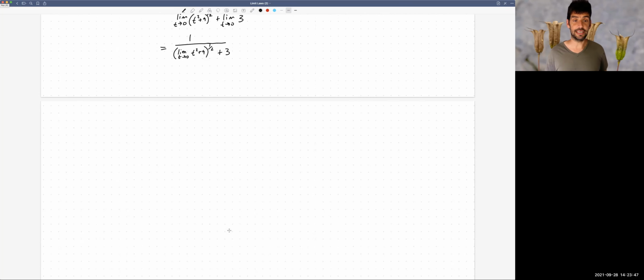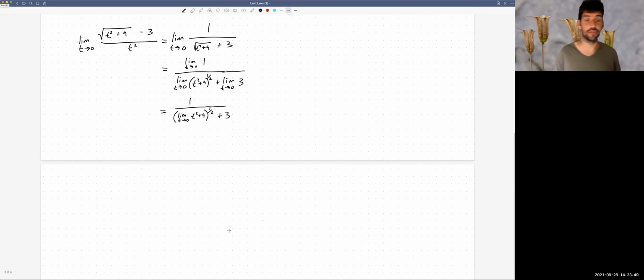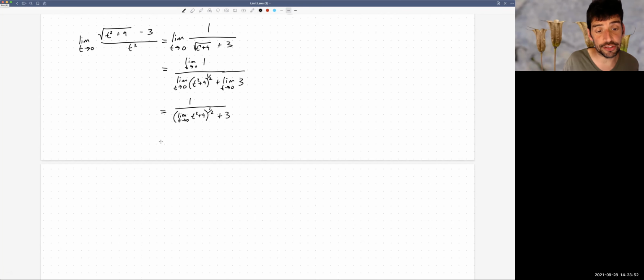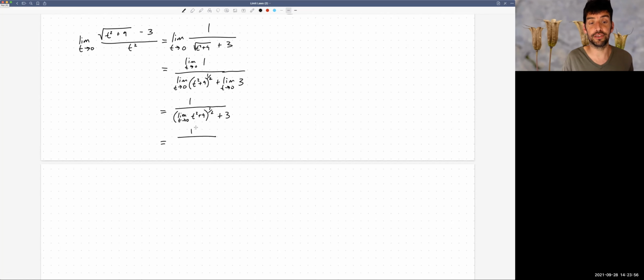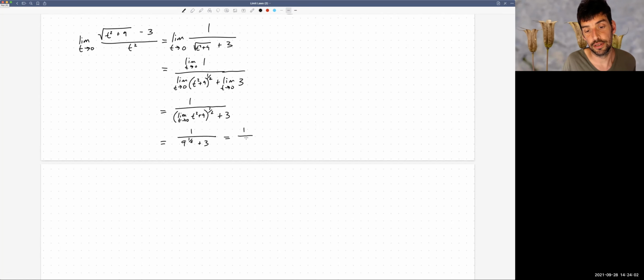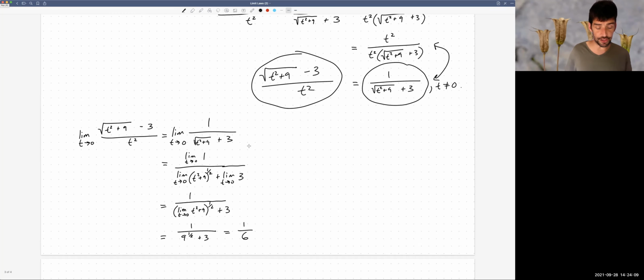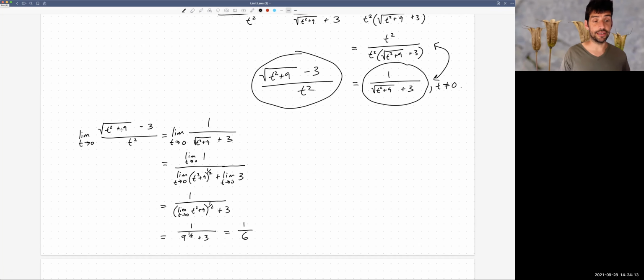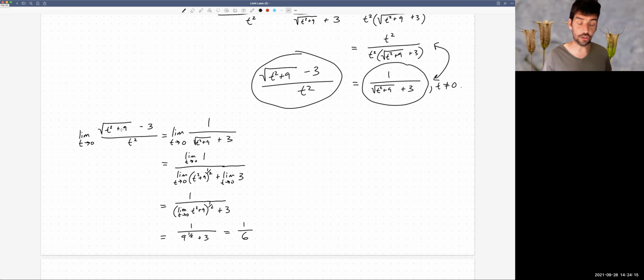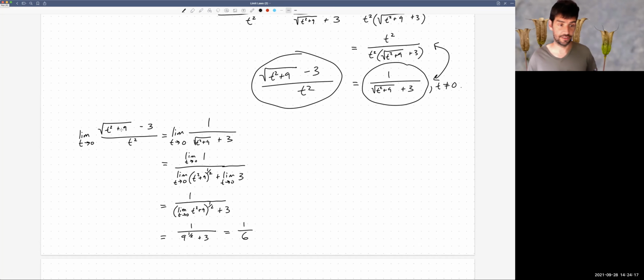Now I've got a limit inside that 1/2 power. I've got a limit of a polynomial, which I know is just to evaluate it. So this is just 0 squared plus 9, or 9. So I've got 9 to the 1/2 plus 3, or 1/6. And so the limit of this function, even though it's not defined at 0, what I know is that it gets closer and closer to 1/6.